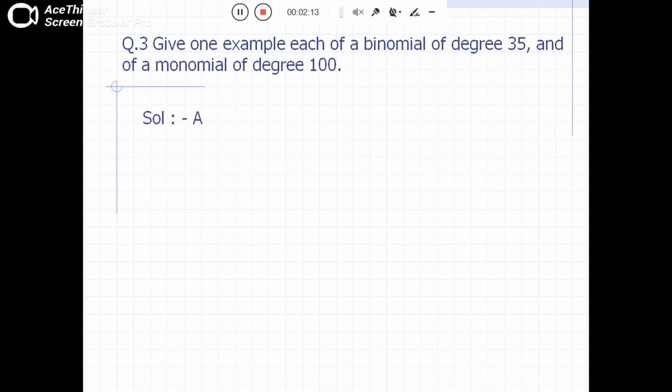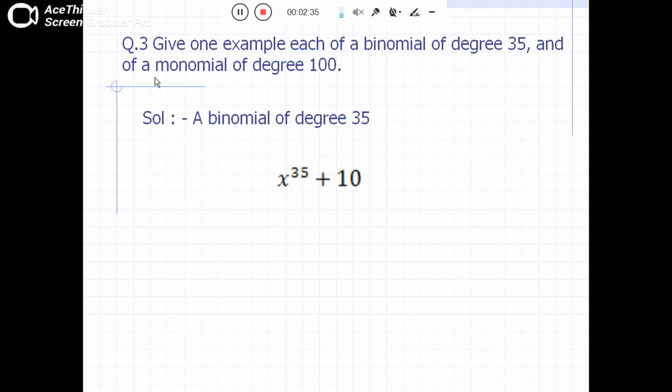A binomial of degree 35 means there should be two terms, and the degree of the variable should be 35. So the power of this variable is x raised to 35 plus 10. It has two terms and its degree is 35 also.